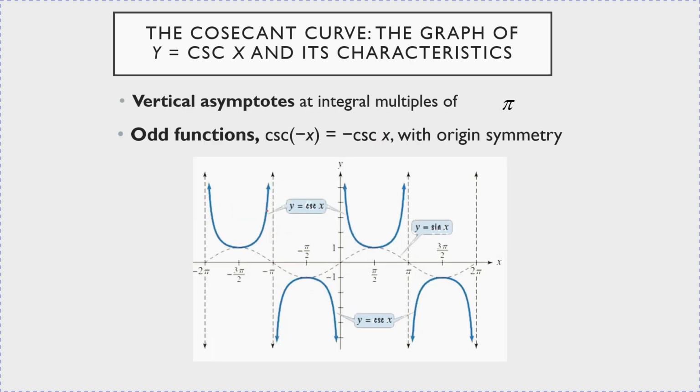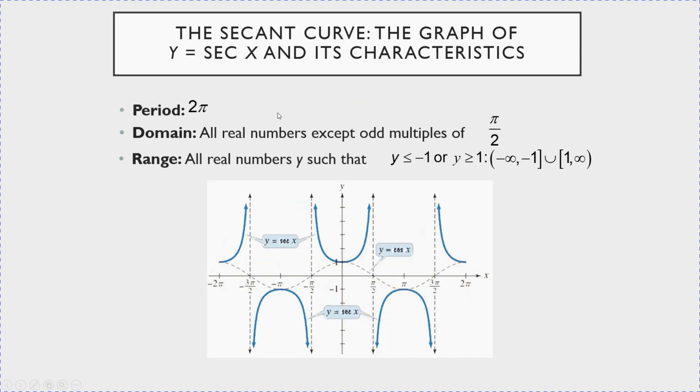All right, so the vertical asymptotes at integer multiples of pi, and this cosecant is an odd function here. Okay, that's because sine is also an odd function. Now secant, all right? Secant, kind of the same deal, okay? The period is 2 pi.